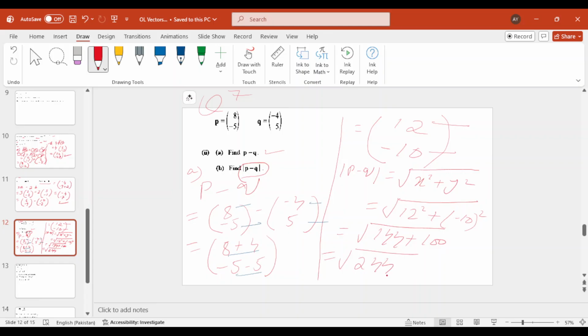Yes, 244 units. For magnitude we must have some unit. So this is equal to under root 244 units. We must write this word units. In the next video we will further solve some advanced questions on the topic of vectors. Thank you.